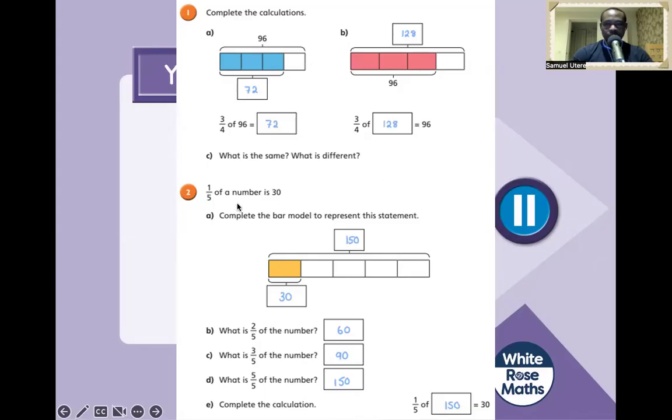And then this one is telling you how to find an amount when the fraction is given to you. Okay, you're finding the whole. This is what we refer to as finding the whole when you know a part of the whole. Okay, so this one, 1/5 of the number is 30. So it means to get the whole 5 parts, you just have to do 30 times 5. So it's 150. All right. So what is 2/5 of the number? And then you can just deduce from there what the other parts will be.